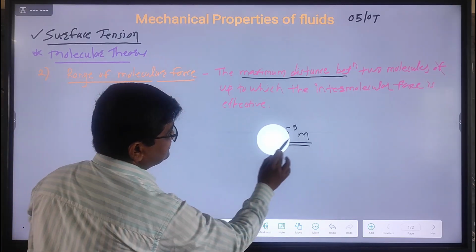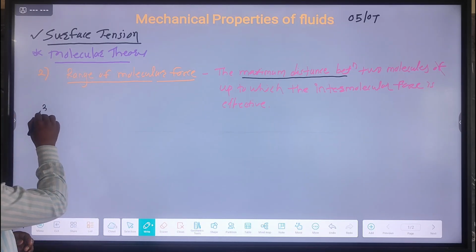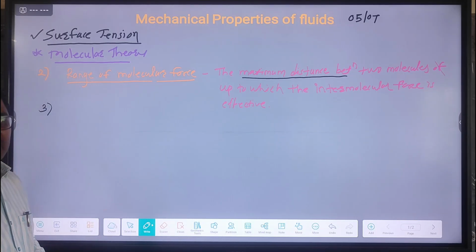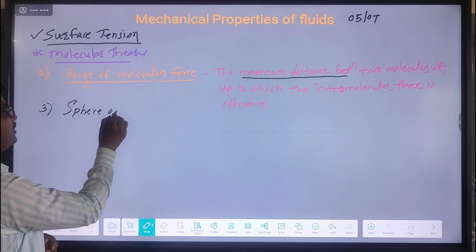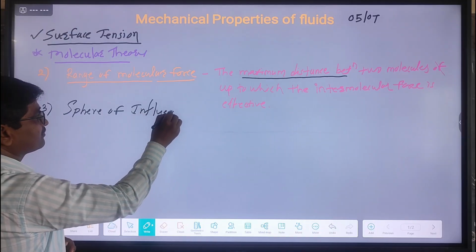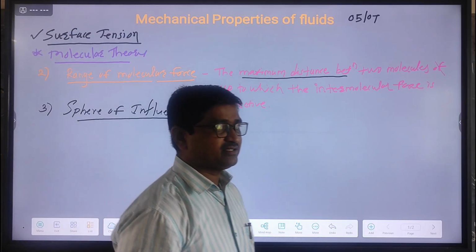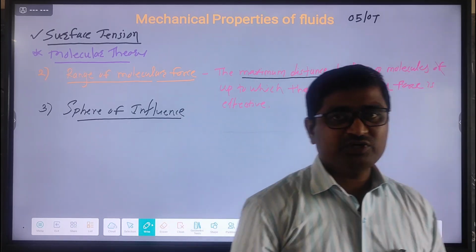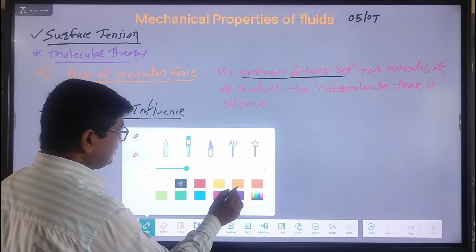So let's see the next concept, the next definition from this chapter. The third definition after range of molecular force is sphere of influence. So what is meant by sphere of influence? Let's see the definition.